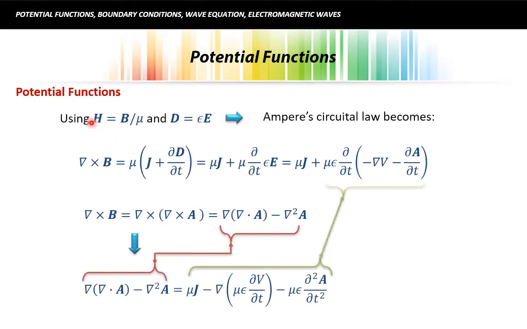If we use the relations H is equal to B over mu and D is equal to epsilon E, Ampere's circuital law becomes of this form. Furthermore, when we use the vector identity of curl of curl of A, which is equal to this relation, we can write down the following equation.